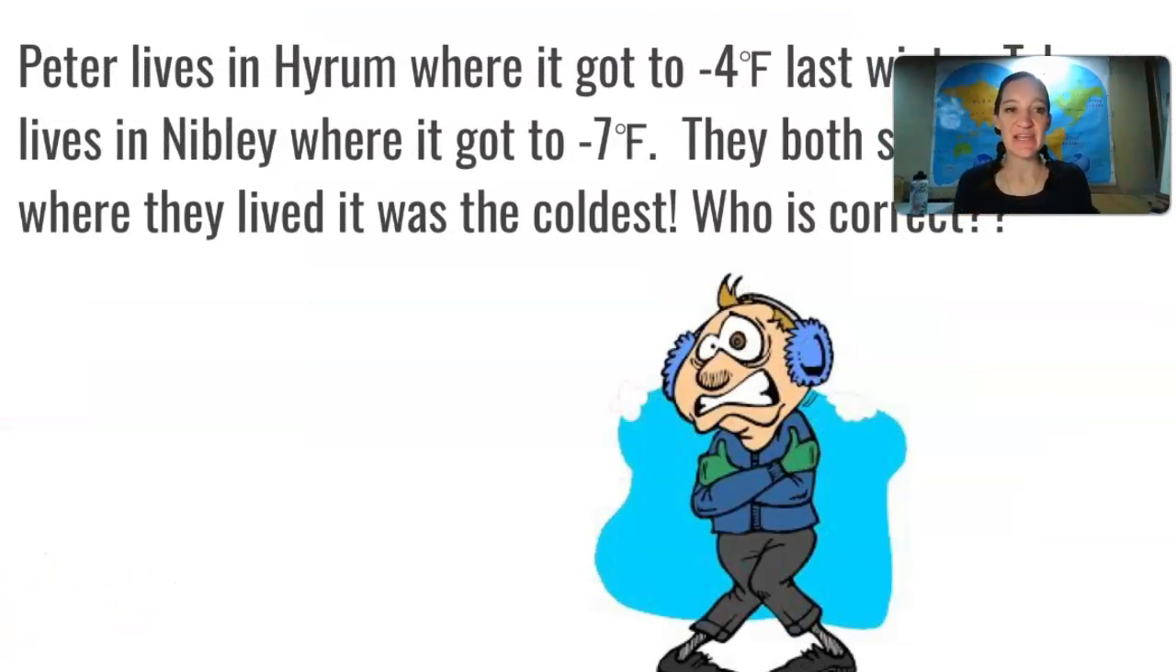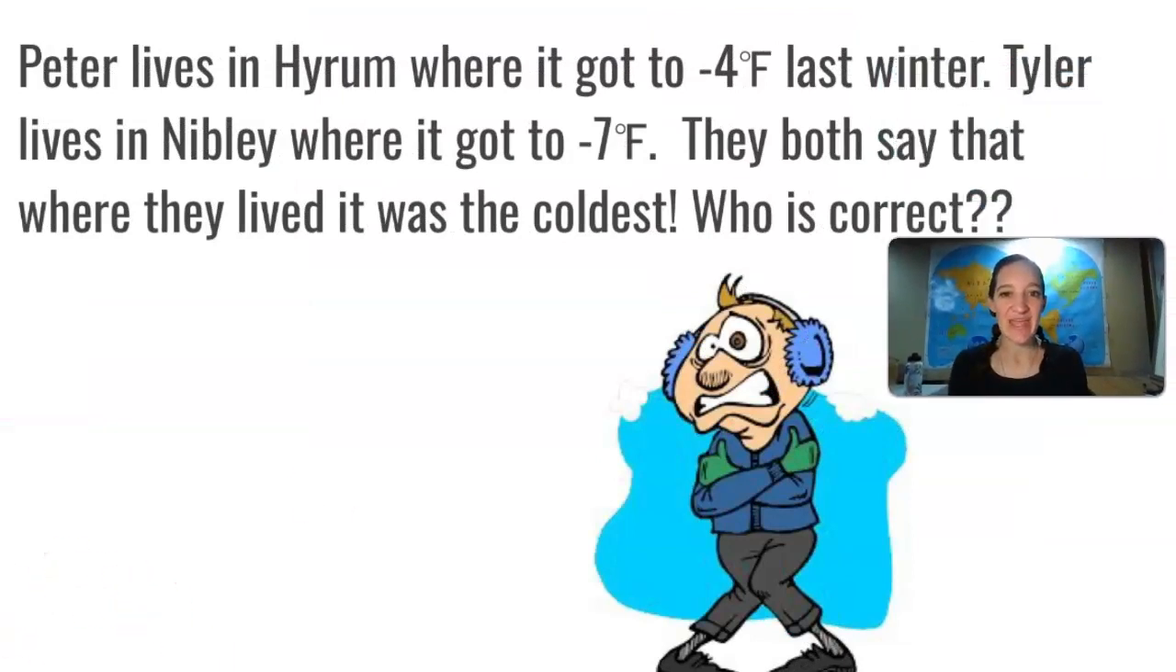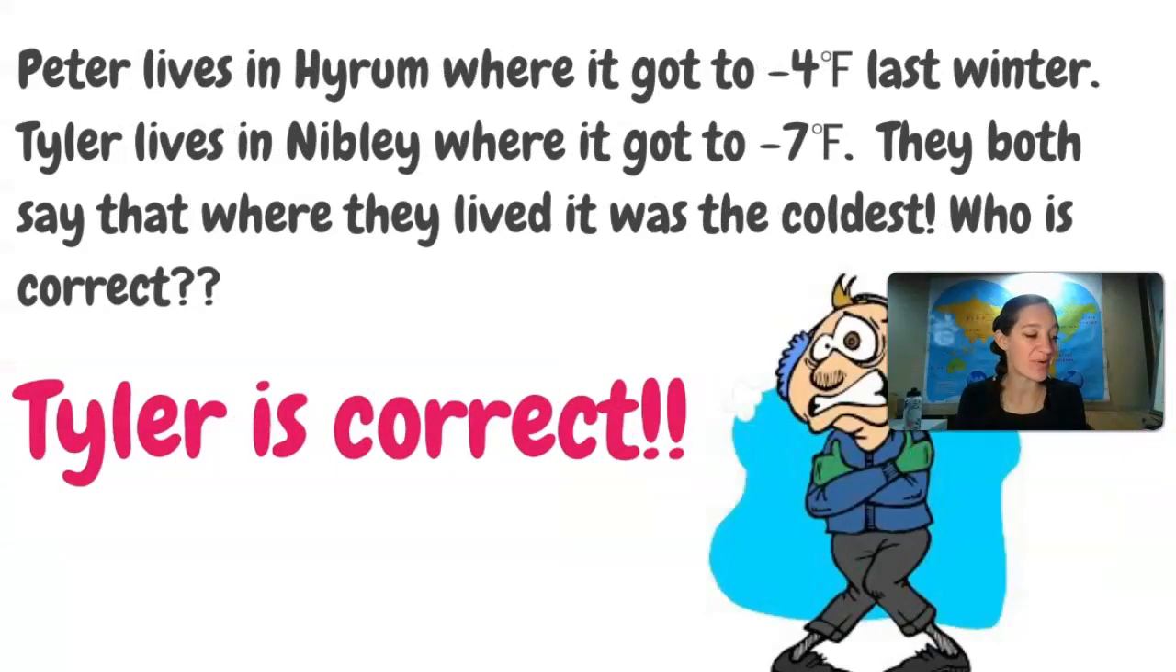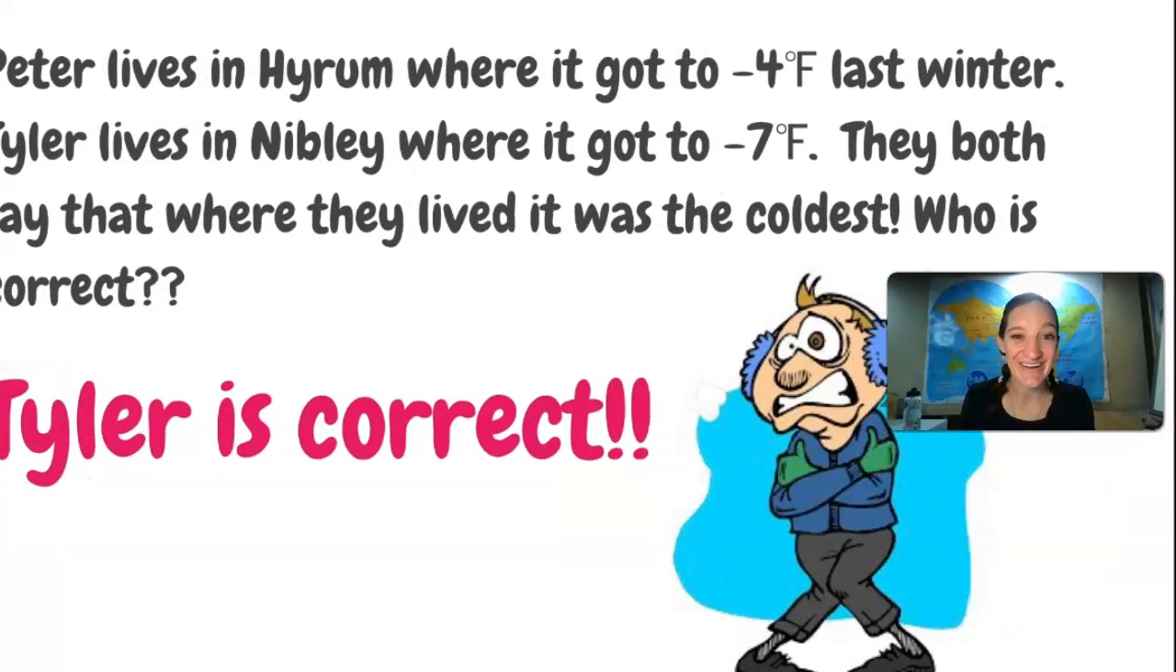Here's a problem. Peter lives in Hiram. It got to -4 degrees last winter. Tyler is not far away. He's in Nibley, but it got to -7 degrees. They both say where they lived it was the coldest. Who is correct? Well, if we put both of these on a number line, it's going to be Tyler.